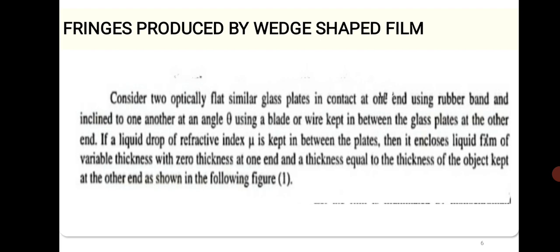Consider two optically flat similar glass plates in contact at one end using a rubber band and inclined to each other at an angle theta using a blade or wire kept in between the glass plates at the other end. If a liquid drop of refractive index mu is kept between the plates, then it encloses a liquid film of variable thickness, with zero thickness at the end and thickness equal to the thickness of the object kept at the other end, as shown in the figure.